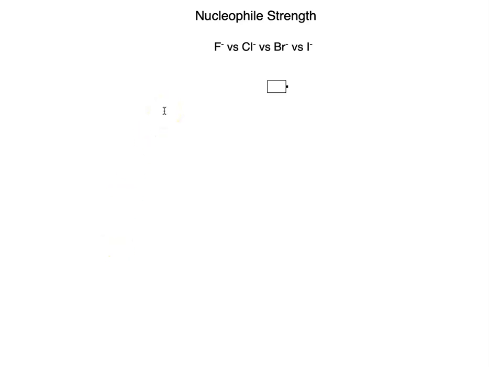I want to look at the relative nucleophilic strength of the halide ions, fluoride versus chloride versus bromide versus iodide. In order to do this, we need to look at several different features of a nucleophilic reaction. I'm going to focus on an SN2 reaction, but the same principles apply to a lot of different reactions.